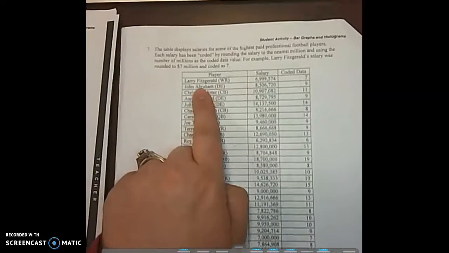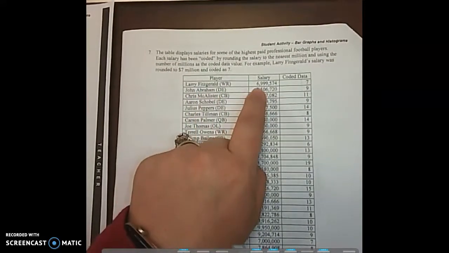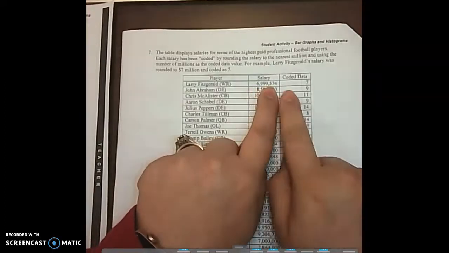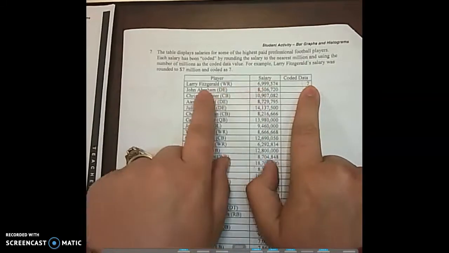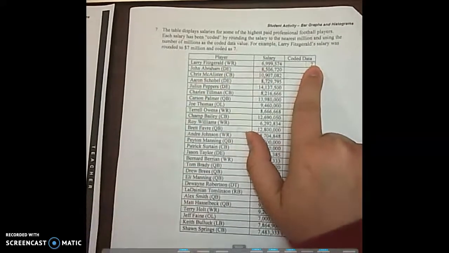So you can see here we have Larry Fitzgerald. His salary was $6,999,574. They rounded it to 7 million and coded it as data number 7. So you can see how they did that for all of the football players.